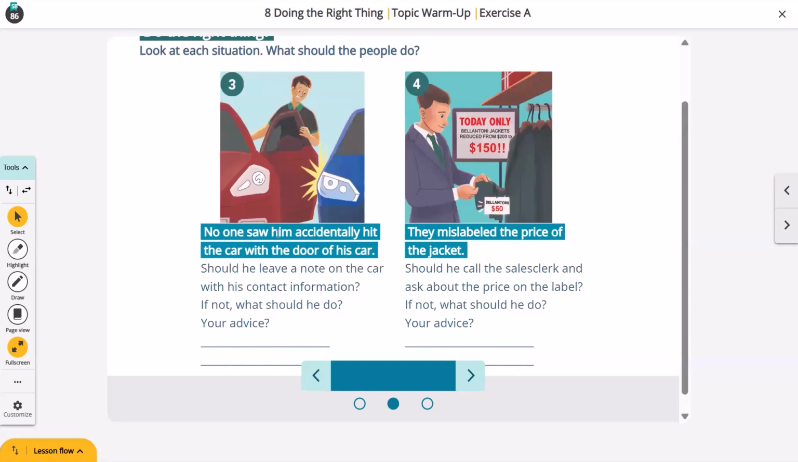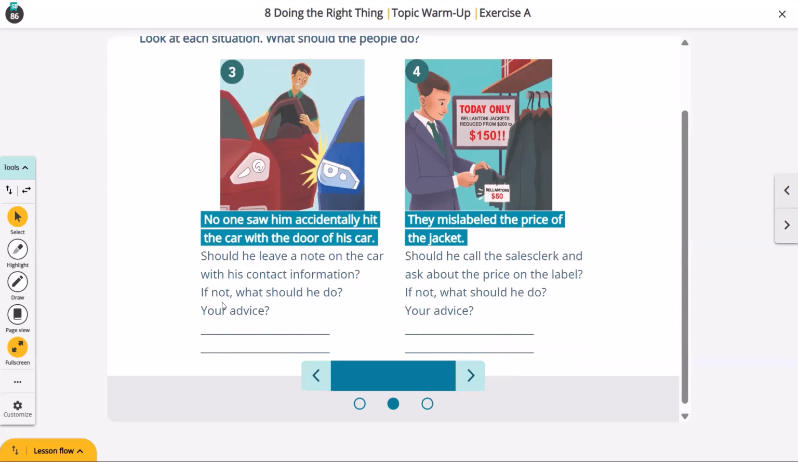So look at this. No one saw anything. Suppose this car was parked in a station, so that's okay. But no one saw him accidentally hit the car with the door of his car. So in this situation, number 3, what should he do? Which is your recommendation according to the situation? Should he leave a note on the car with his contact information? That is sometimes very common in other places, because if you're not responsible for something, some people are going to recognize you, because they have high technology and many places have cameras, so it's kind of difficult.